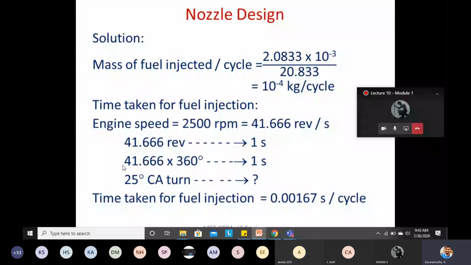But remember, what is the crank angle turned for fuel injection? It is given in the problem that for fuel injection, the crank angle turned is only 25-degree. This is the total crank angle turned in 1 second. This is the crank angle turned during fuel injection. So the time taken for fuel injection is 25 into 1 divided by this term. So that comes around 0.00167 seconds per cycle. Okay, this is the time taken for fuel injection.